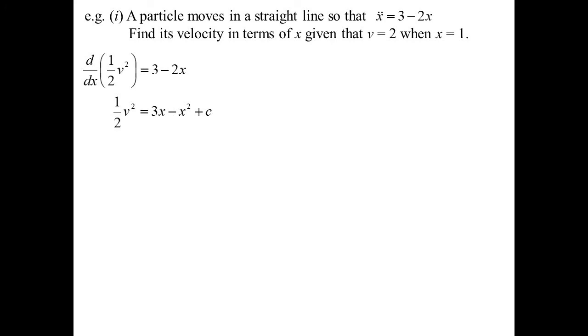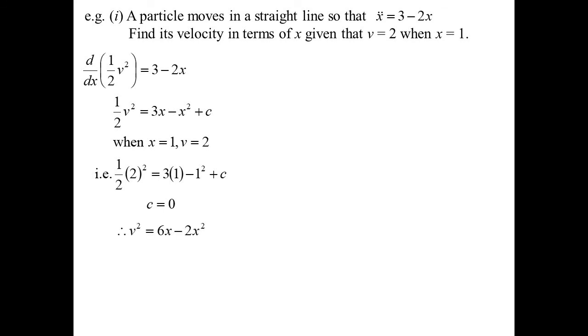There must be a link in there somewhere between velocity and acceleration. When x equals 1, velocity equals 2. Constant turns out to be 0. So v squared, now multiplied by 2, is 6x minus 2x squared. That's not quite there because that's v squared. We want v. v then is plus or minus the square root of 6x minus 2x squared.